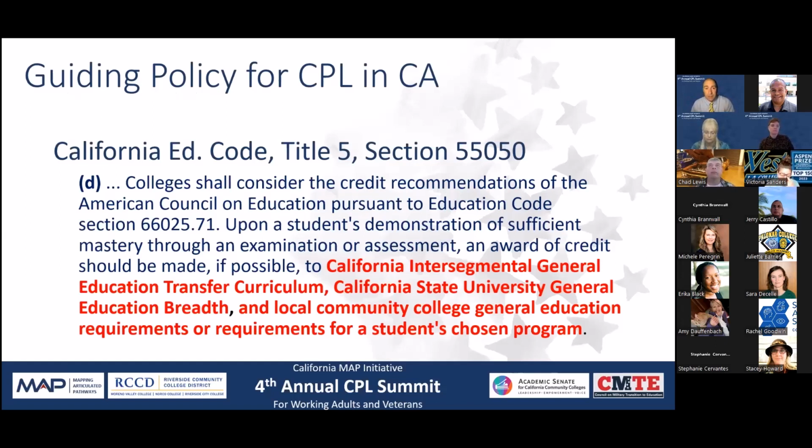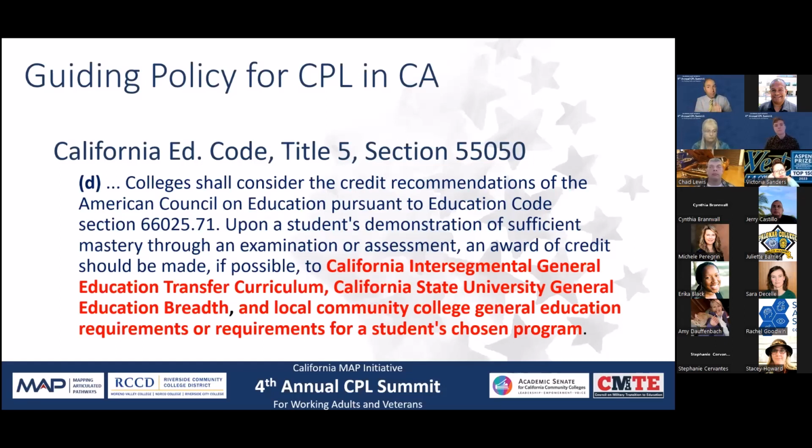Credit can be given for IGETC, CSU breadth, and your local graduation and GE requirements. So there are situations, military credit for prior learning, a nuclear sub-technician has had at least 4 units, Carnegie unit equivalent of 4 units in physics. Well, if that individual is going to major in history and the ACE recommendation is 4 units in physics, can you apply that to the general ed? The CSU says yes, right? So we have the flexibility.